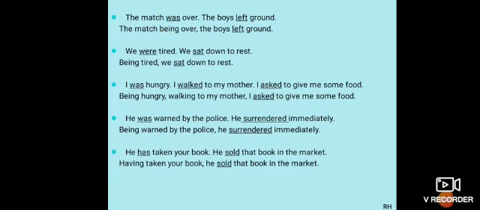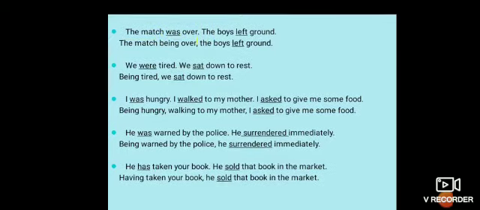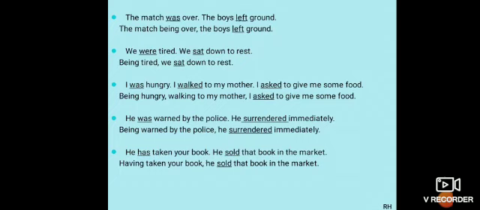Now here you can see the difference: the match and the boys, both subjects, are different. So here I won't remove any subject. Instead, I'll just replace was and put being. So it is: the match being over, comma. The full stop will be replaced with a comma. The boys left the ground. Capital T will now be small t.